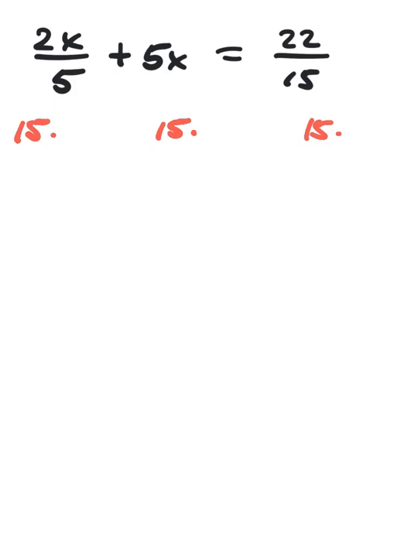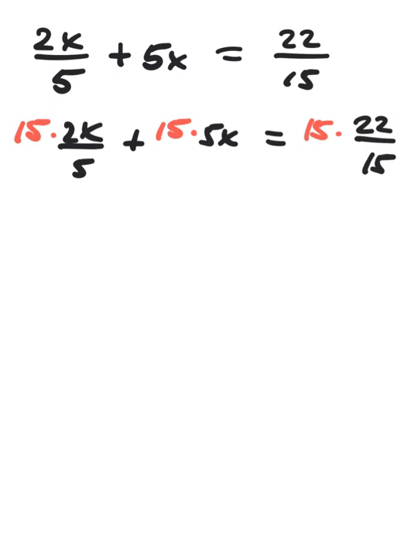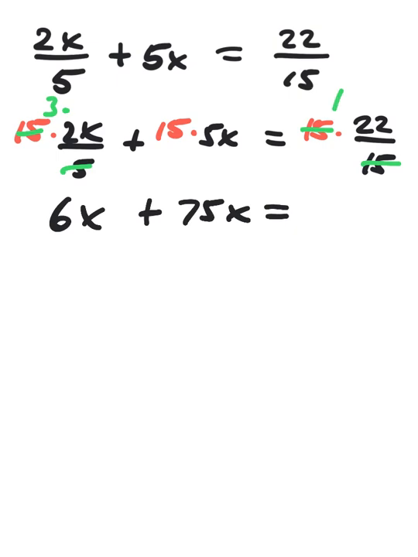All right, so I'm going to multiply everything by 15. Now let's go through one term at a time. 5 goes into 15 3 times, 2x. 15 times 5x. 15 goes into 15 once times 22. Very good.